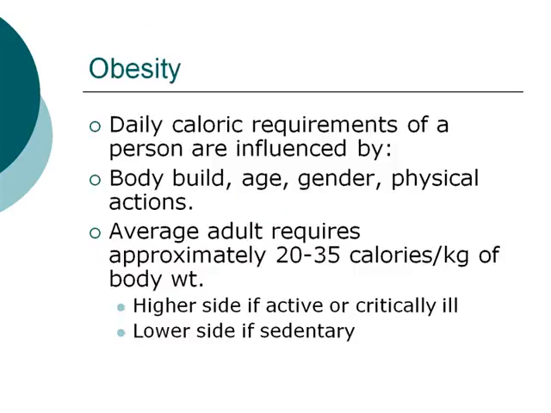Our different requirements are influenced, of course, by some of the things we've already talked about: our age, our gender, physical actions. And usually we need about 20 to 35 calories per kilogram of body weight. If we're very active, we need to go with the higher side, or if we're critically ill. If we're very sedentary, we're just sitting around all the time, just watching TV or playing computer games or something, then it needs to be on the lower side.